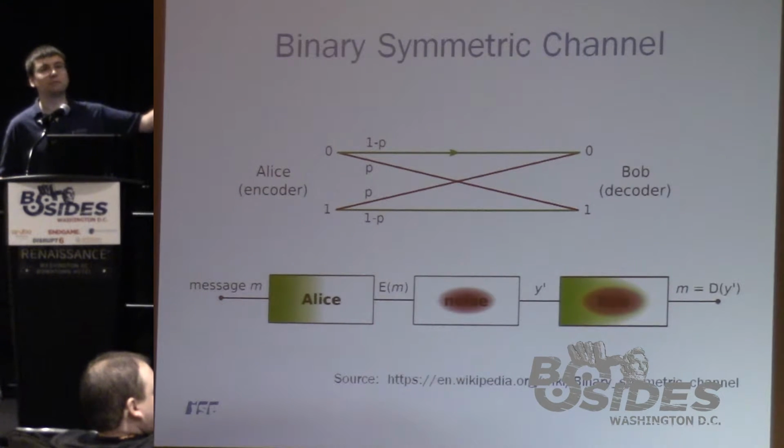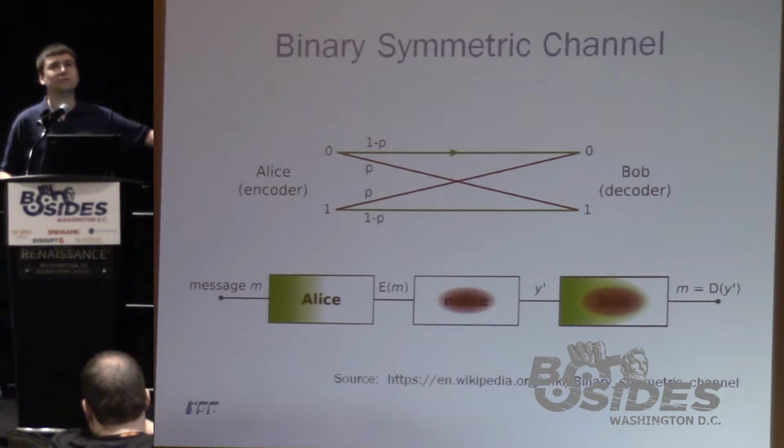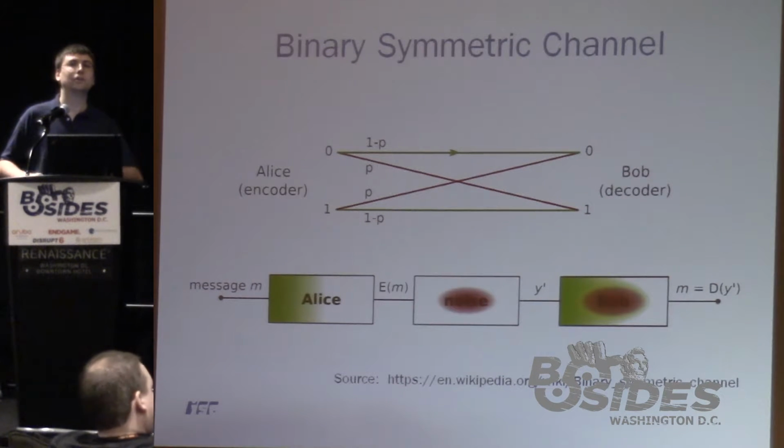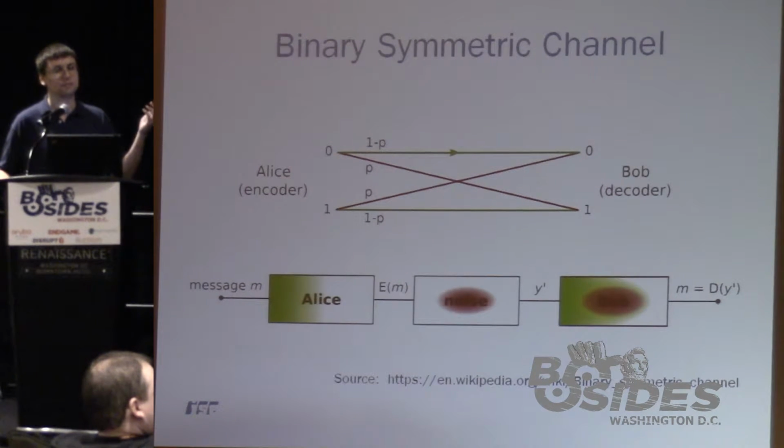So with some high probability, you send a 0, the other side sees a 0, you send a 1, the other side sees a 1. With some small probability, independent and identically distributed, and all of those things, it gets flipped, right?